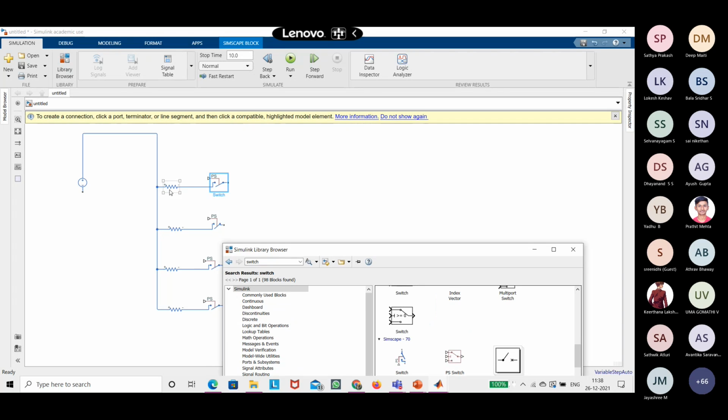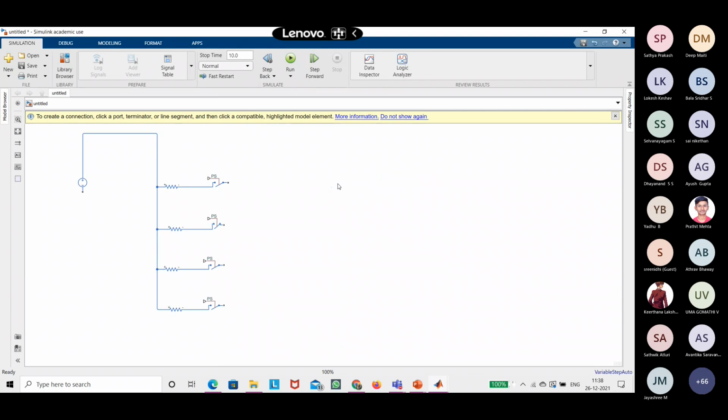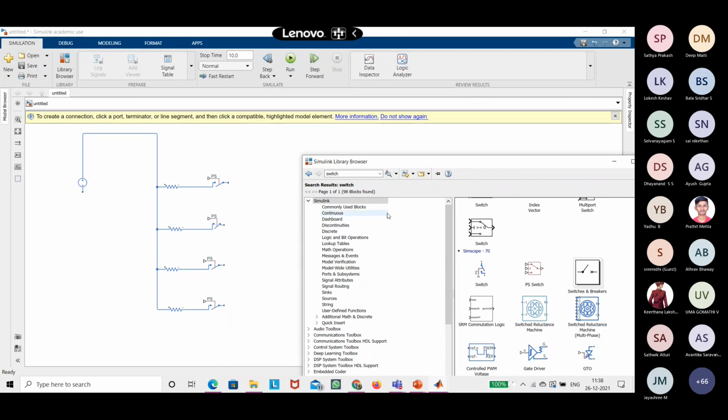Then you could search register from here as well. The first option is your register. Search for DC voltage source. Okay, that's not a problem.